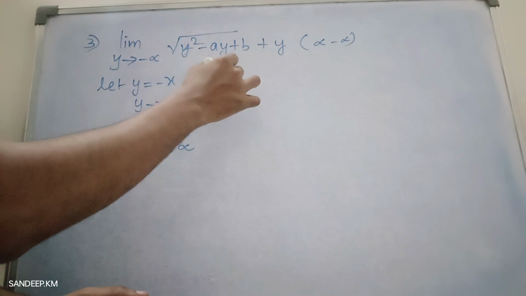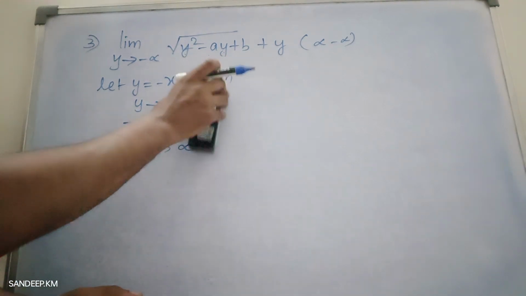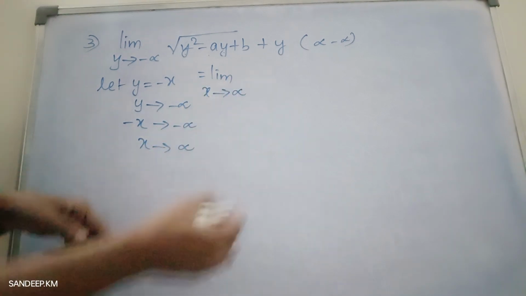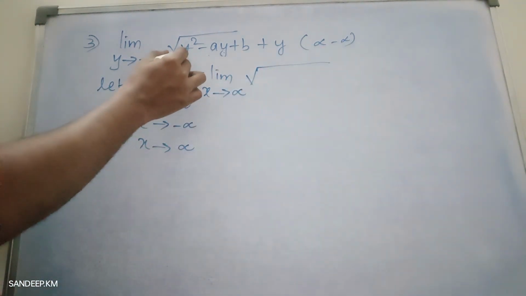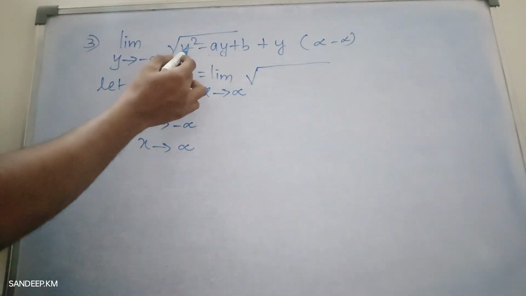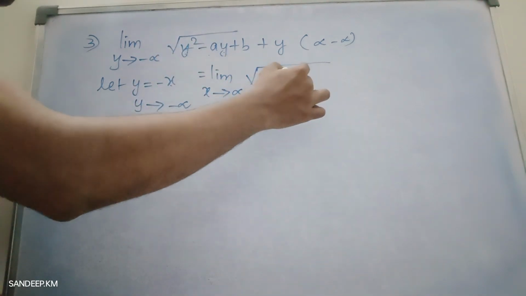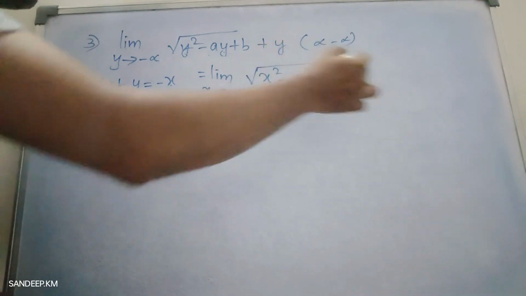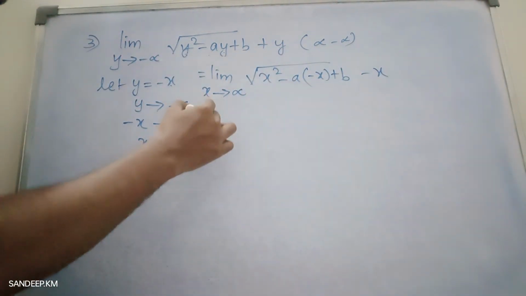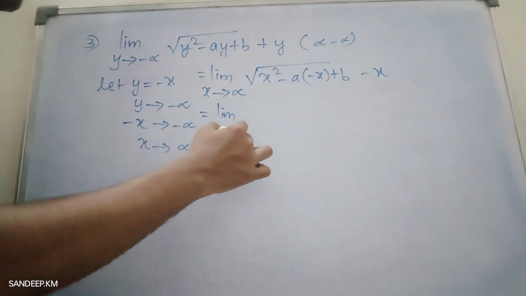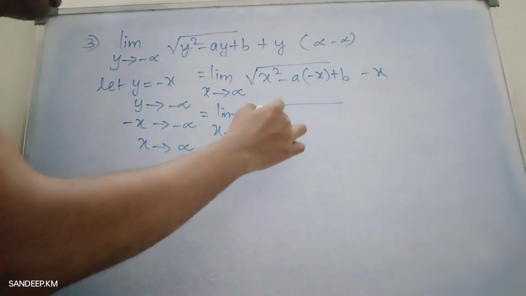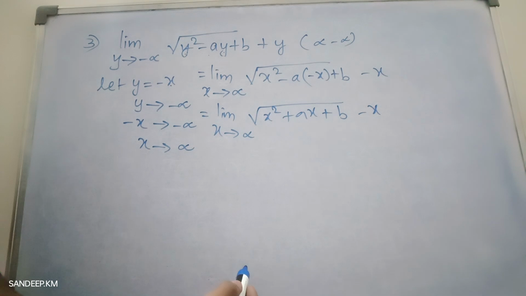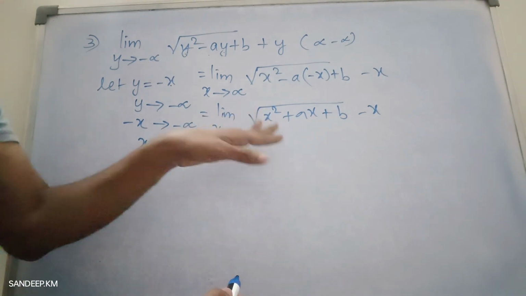The same question is limit, instead of writing y approaches minus infinity, I will write x approaches plus infinity, under root, instead of y, let me write minus x. So minus x whole square is x square, minus a into y is minus x, plus b, and instead of y we will write minus x. So what is our question, dear students? Limit x approaches infinity under root of x square plus ax plus b minus x. Okay, so the question is converted like this.